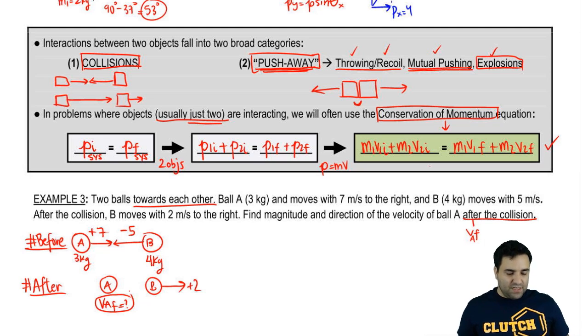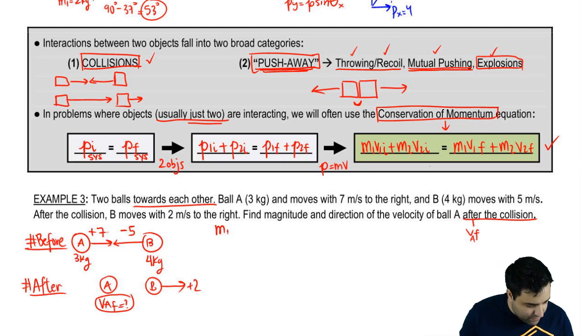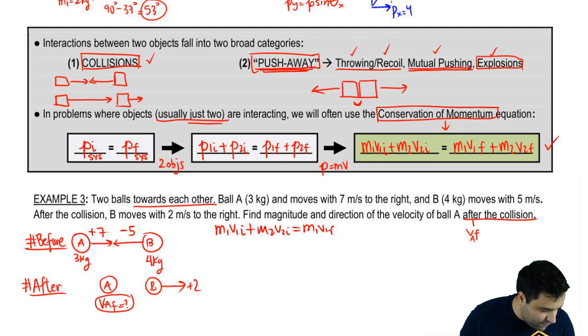So, do we have two objects interacting? Yes, this is a collision. So what do we do? We immediately jump into the conservation of momentum equation. Let's do that real quick. I'm going to write the long version of this equation first: M1v1 + M2v2 = M1v1 final + M2v2 final.